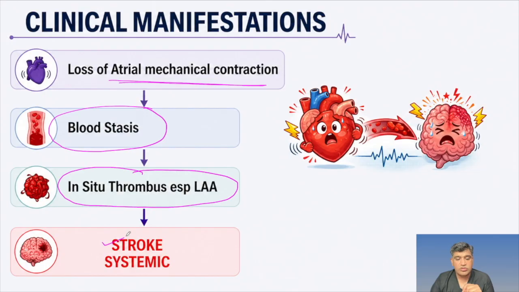It can also cause systemic emboli, especially in the limbs, causing peripheral vascular ischemia, or it can go to the renal arteries or the mesenteric arteries. Practically it can go anywhere. What we most commonly find in our clinical practice is stroke and peripheral ischemia.